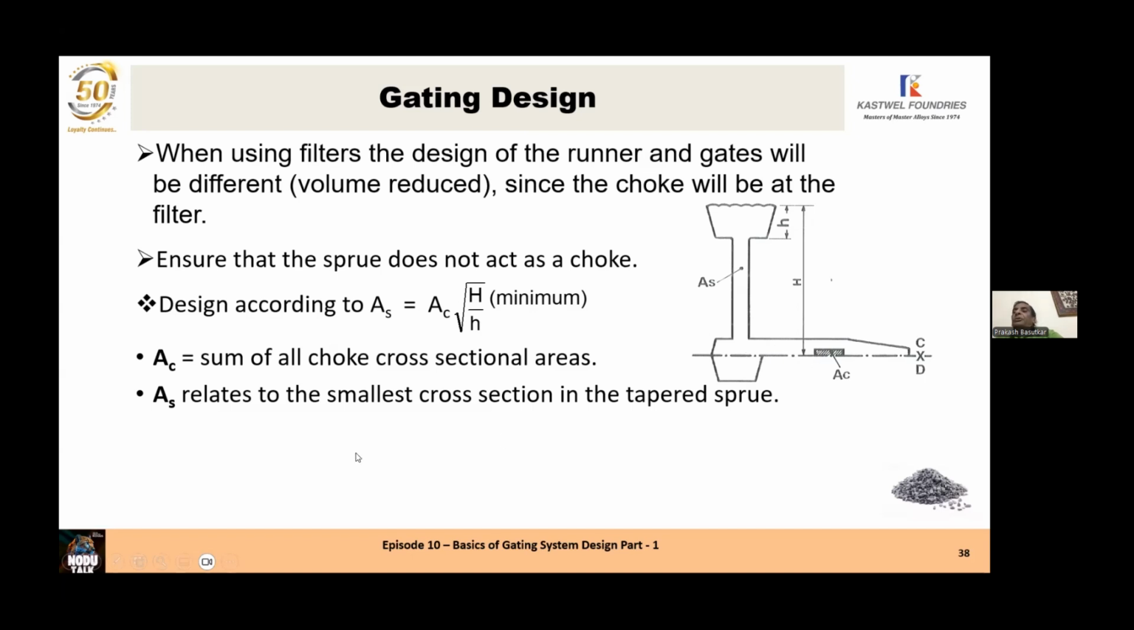Sum of all the chokes' cross-sectional area is AC, and AS relates to the smallest cross-section area of the screw. If you have a tapered screw as in hand molding, then the smallest cross-section area will be at the bottom of the screw. We cannot have a tapered screw in automatic molding machines because you cannot remove the screw there.